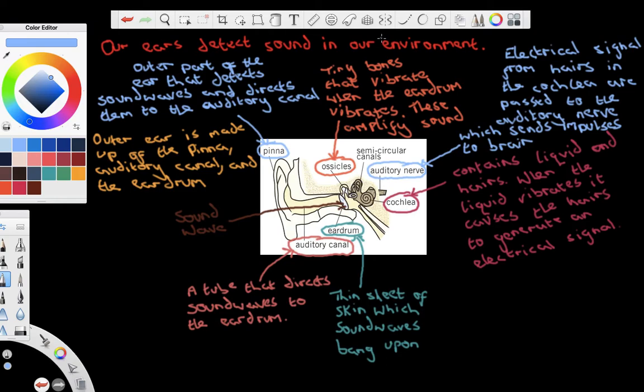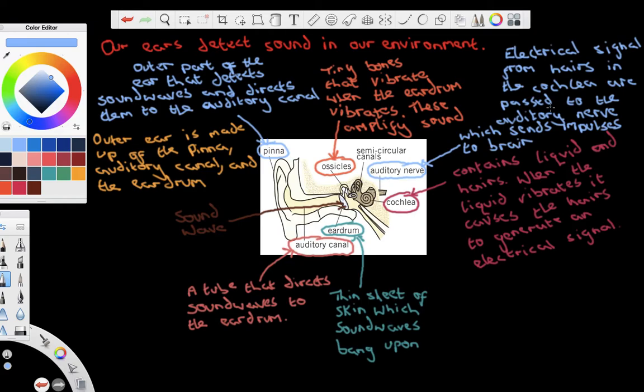The cochlea contains a liquid as well as hairs that line the inside of the cochlea. When the liquid vibrates, it causes the hairs to move and generates an electrical impulse. This electrical impulse is sent to your auditory nerve, which then goes to your brain, where you make sense of the sound.